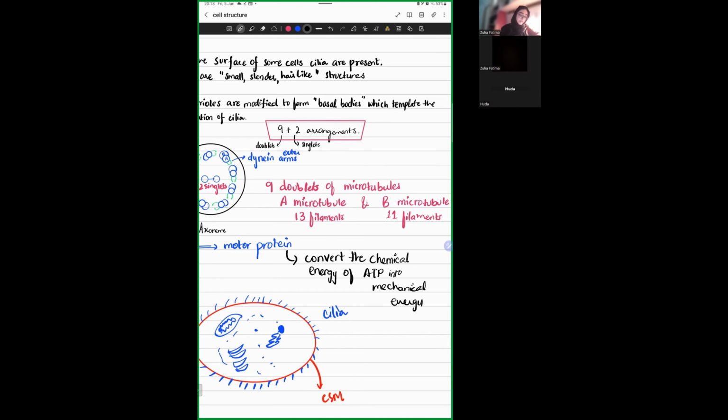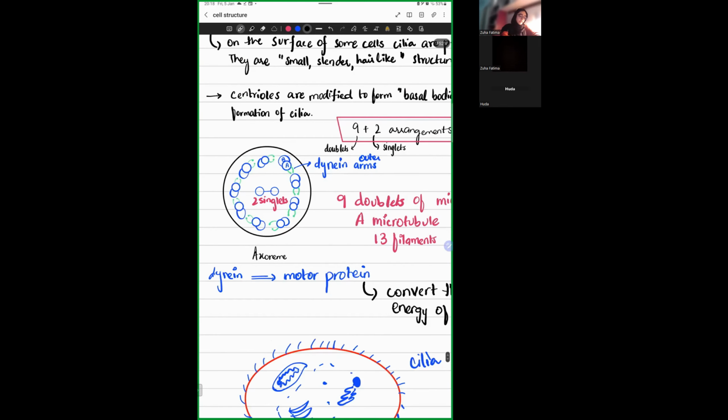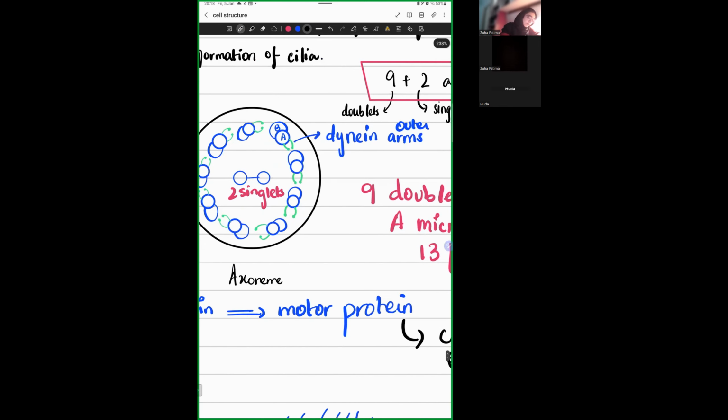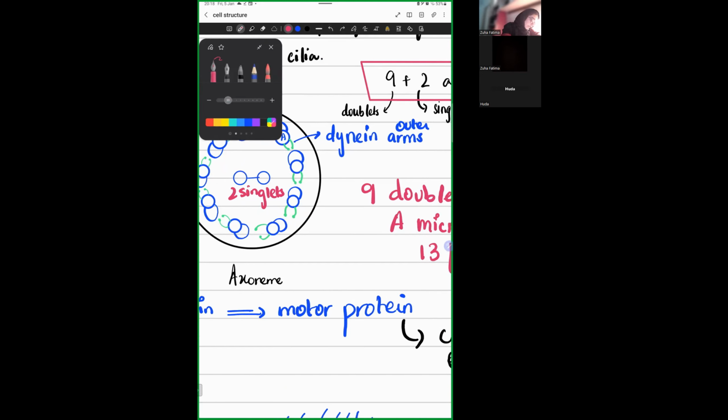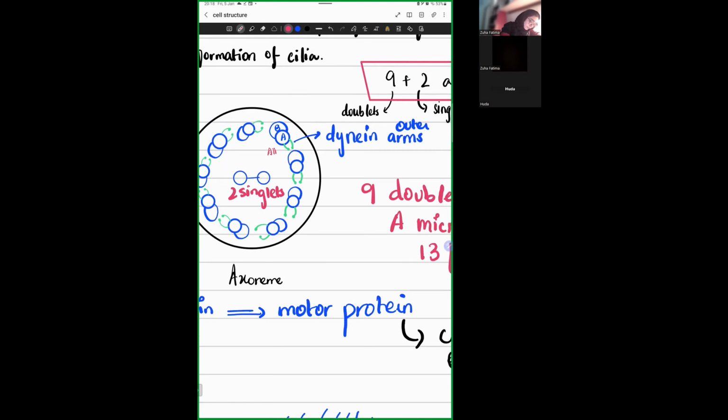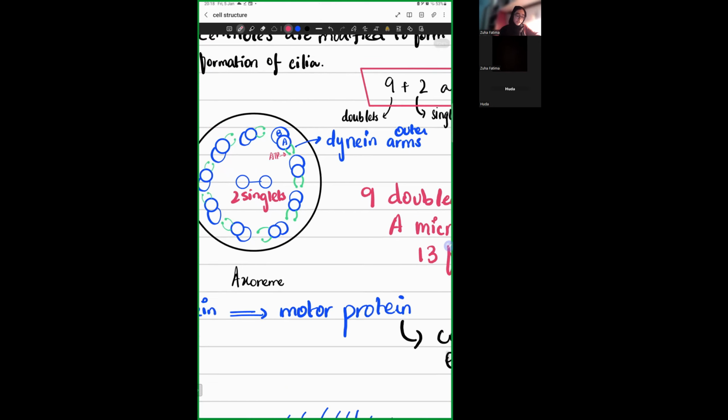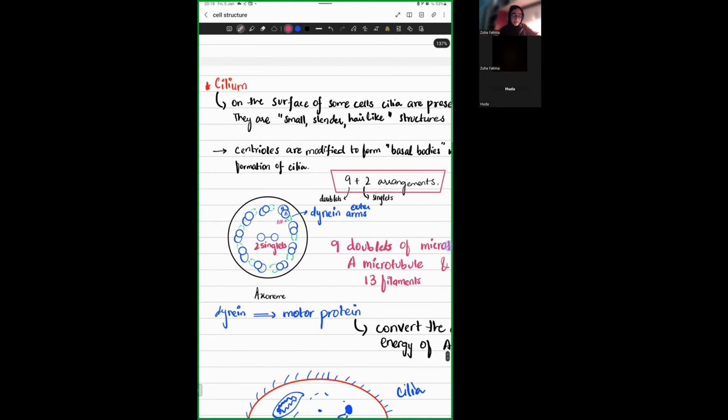Now, what do I mean by that? What happens is that ATP comes and attaches itself to these dynein arms, and once it has ATP, it converts the chemical energy of that ATP into mechanical energy.